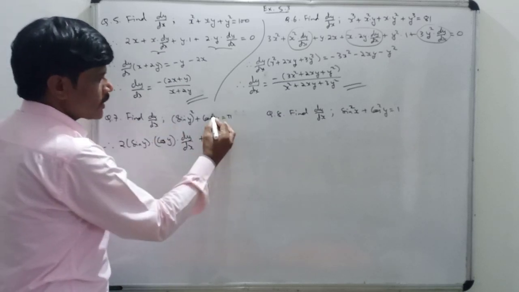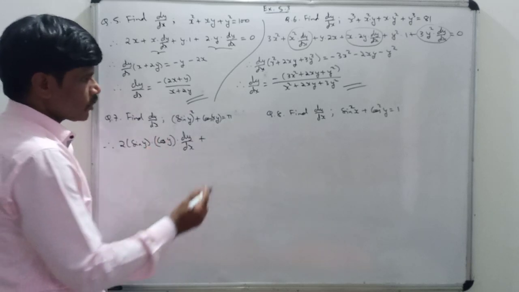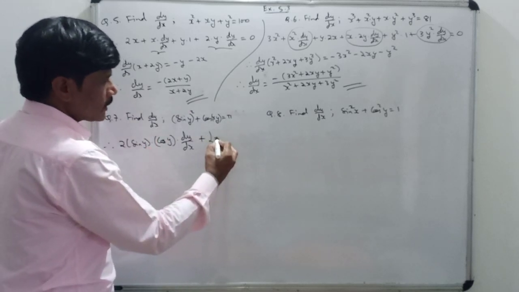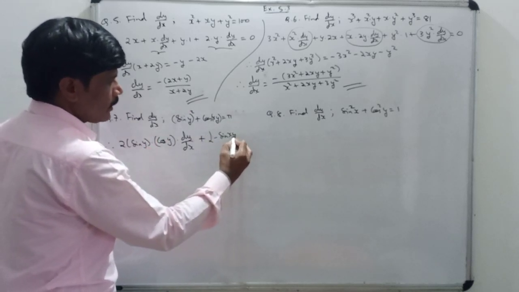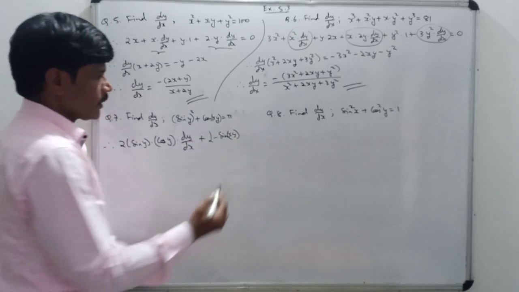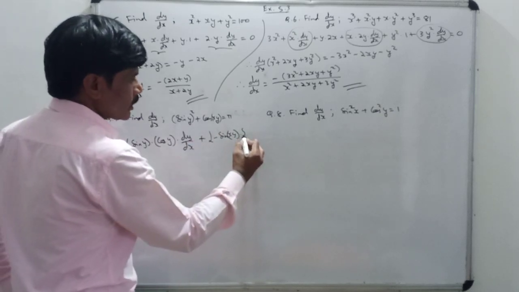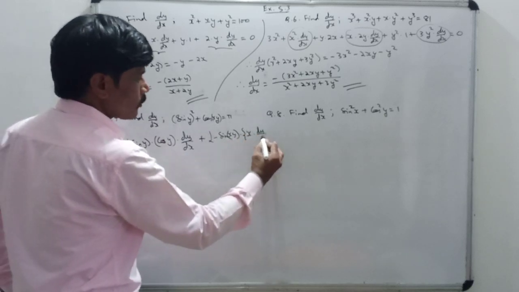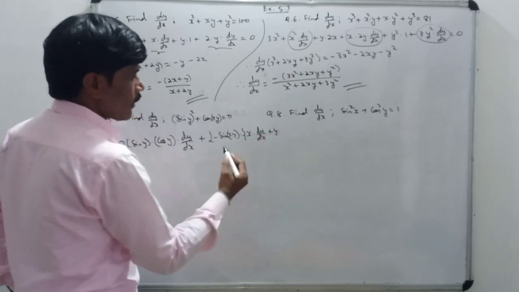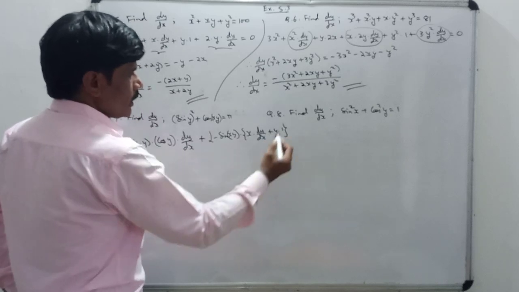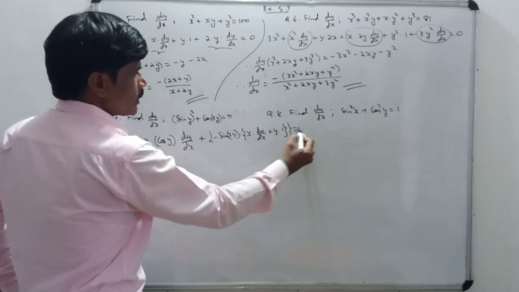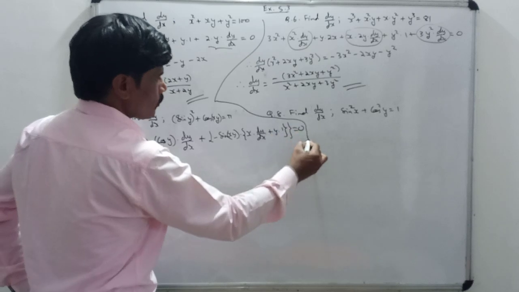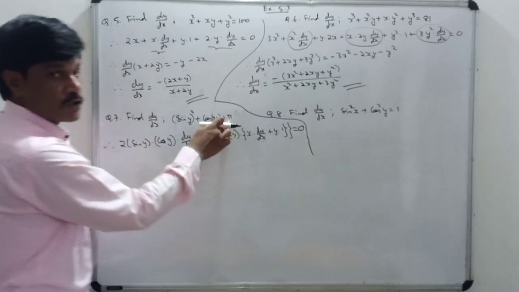cos of xy, again it is a composite function. What is the derivative of cos xy? Minus sin of xy into derivative of xy. What is derivative of xy? X as it is, derivative of y with respect to x dy by dx, product of two function, plus y as it is, derivative of x is 1, is equal to derivative of constant is 0. Pi is a constant, derivative of constant is 0.